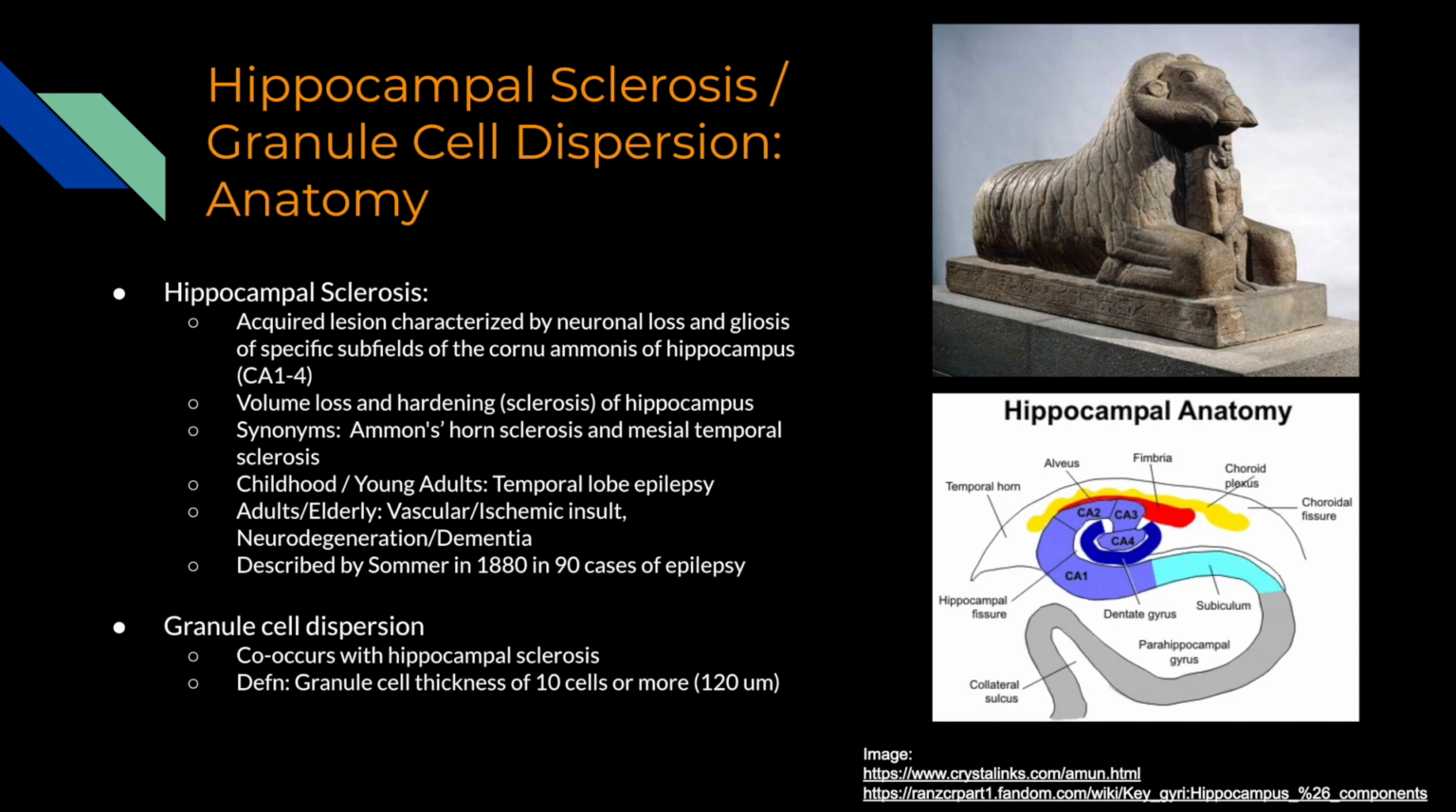So granule cell dispersion co-occurs with hippocampal sclerosis, and really it's defined by dispersion of the dentate, which is this purple structure shown here, and we'll see more examples of what it looks like when you get this descriptive diagnosis.